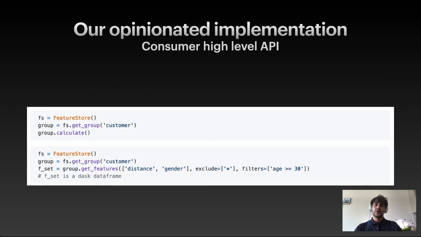Our implementation started with our idea of the consumer high-level API. The first block of code is how you would calculate all the features that we extract from the customer. The second block is how my colleagues on the machine learning side of the pipeline will read the features from the feature store. In both cases, you get the group. In one, you calculate, and in the second, you get the features that you want, just group them or just some of them, and you can actually apply filters as well. And this will give you back a Dask data frame.